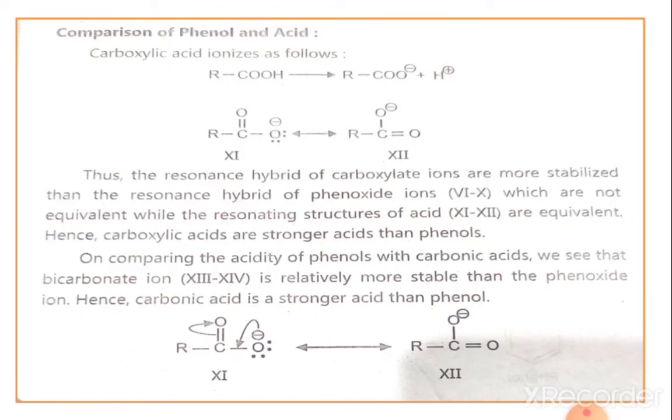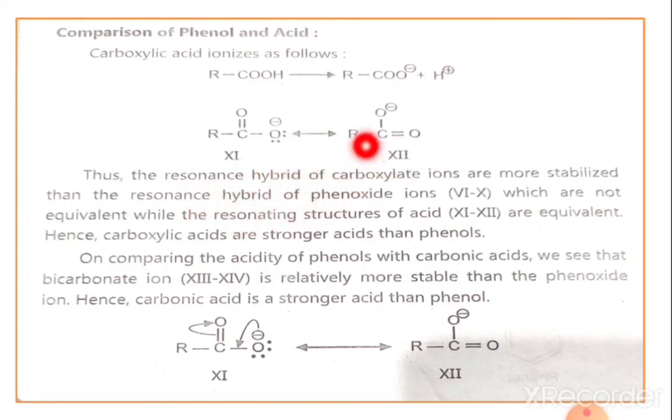Next, the comparison of phenol and the carboxylic acids. The carboxylic acid ionizes as follows: RC double bond O H. After dissociation we get RC double bond O minus and H plus, and this is the resonating structure of the carboxylate anion. The negative charge is delocalized, and we get two equivalent structures.